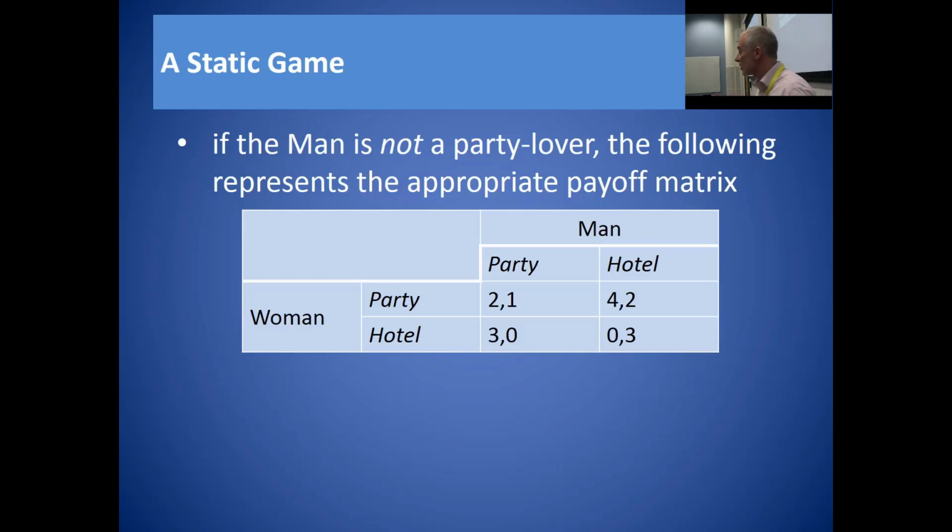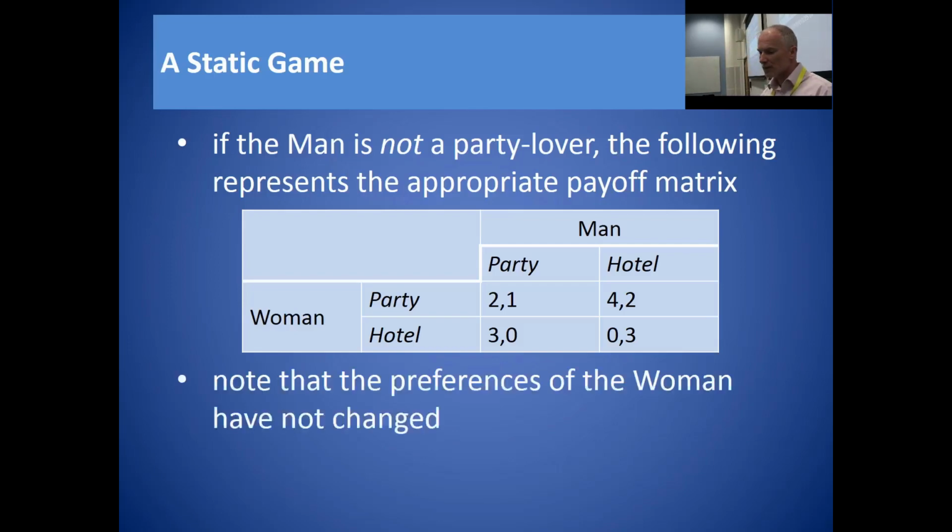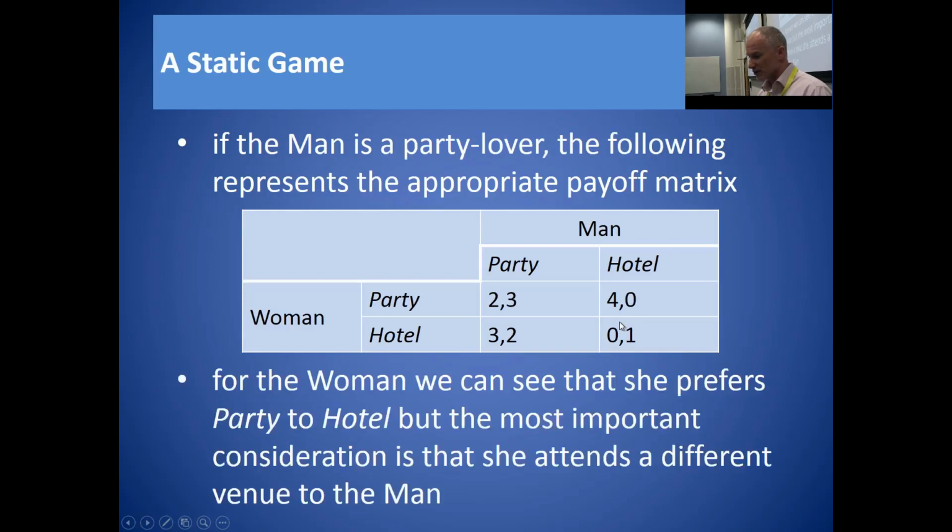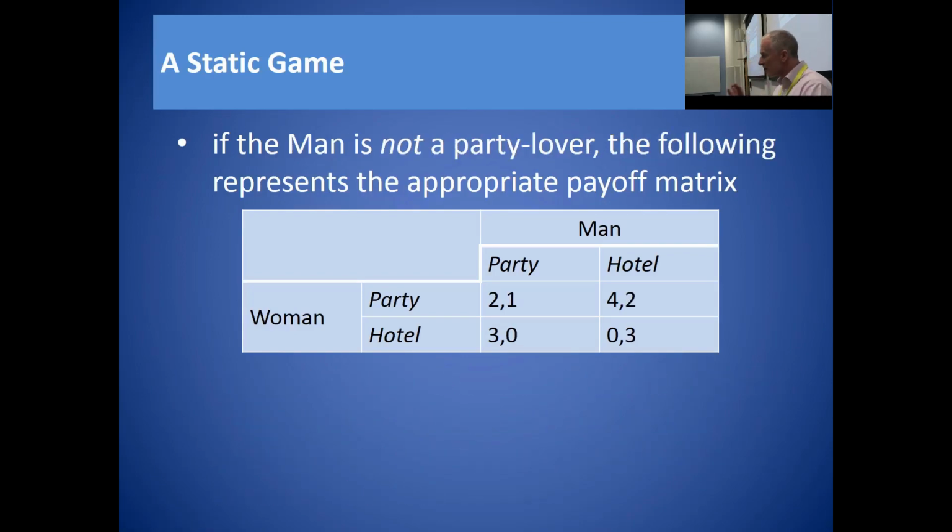And if he'd rather go to the hotel, that means there's a dominant strategy of attending the hotel. If you look at these payoffs for the woman, they are all exactly the same. We've got the same 2, 3, 4 and 0. So if I flick back to the previous one, you can see they're exactly the same. So the preferences for the woman do not change.